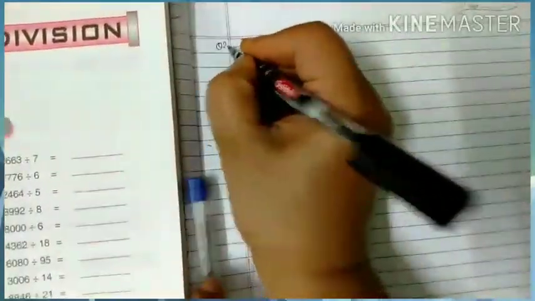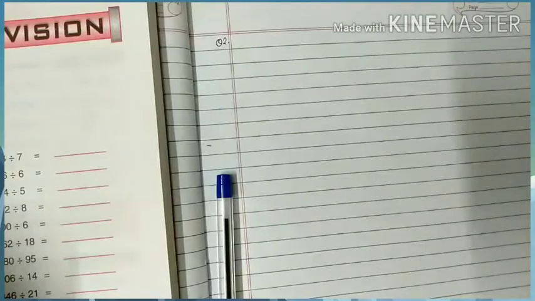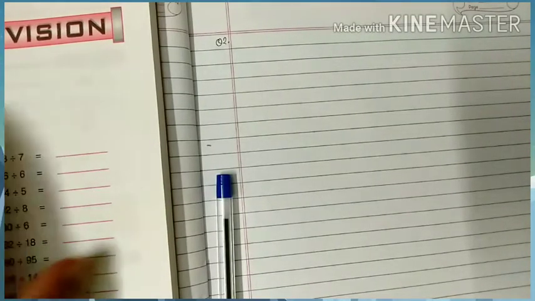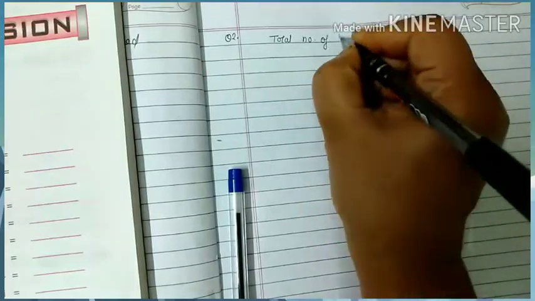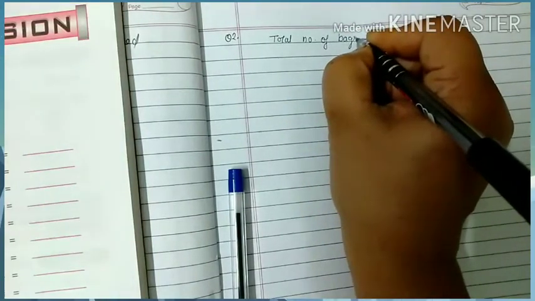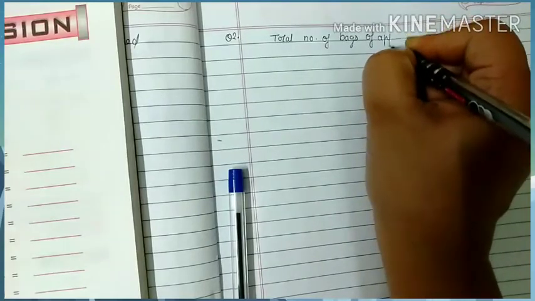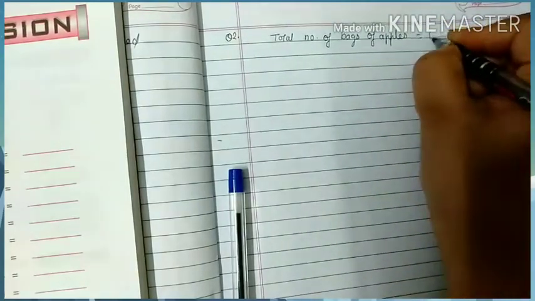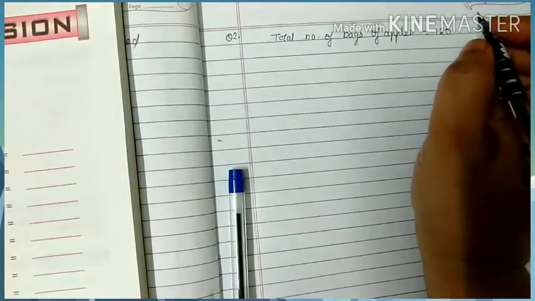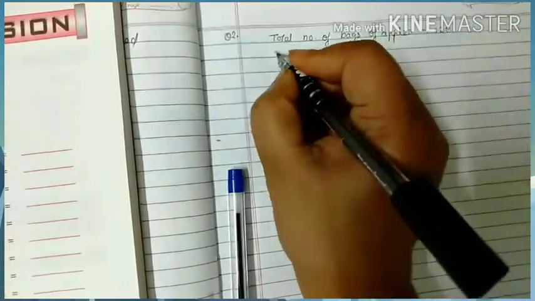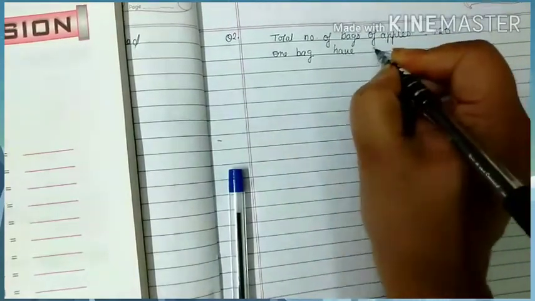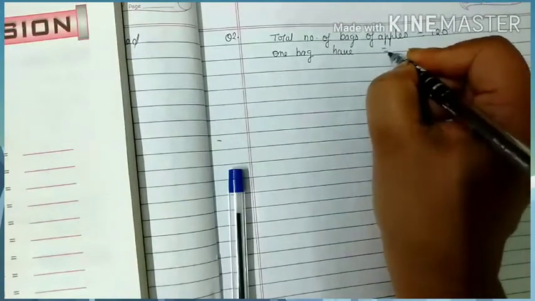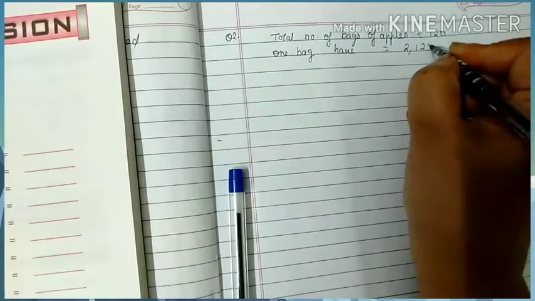Question number 2. A man bought 120 bags of apples. ठीक है, so total number of bags of apples is, कितना है, 120. Each bag contains 2121 apples. So one bag has how many apples, कितने apples हैं, 2121 apples. ठीक है.